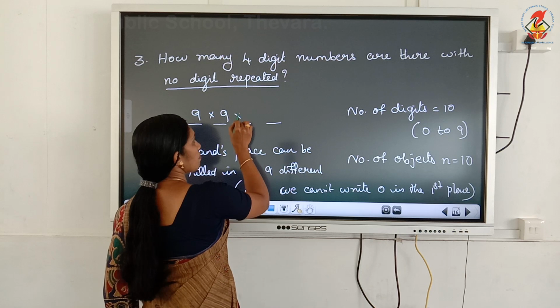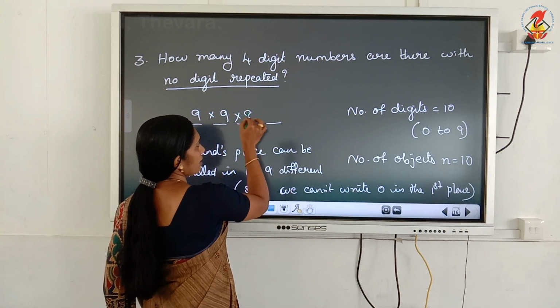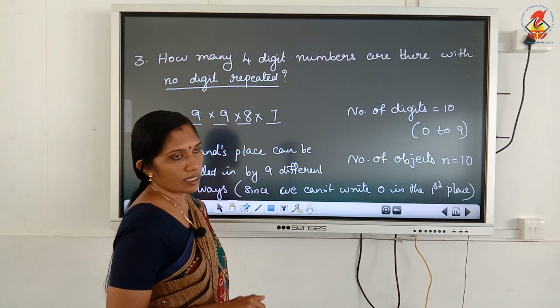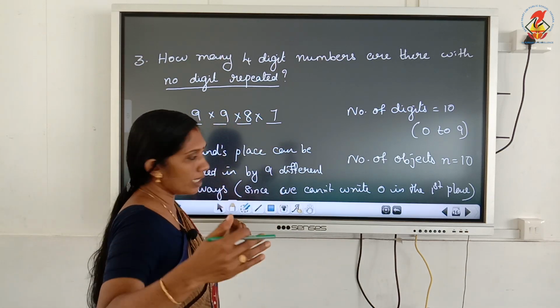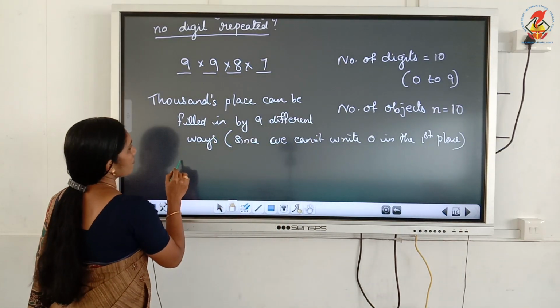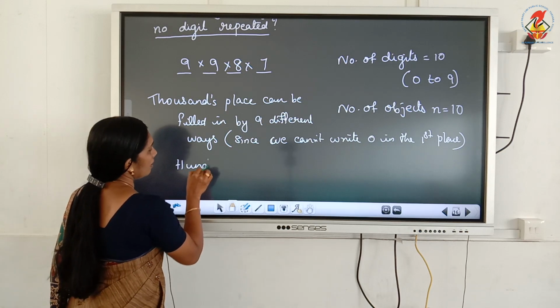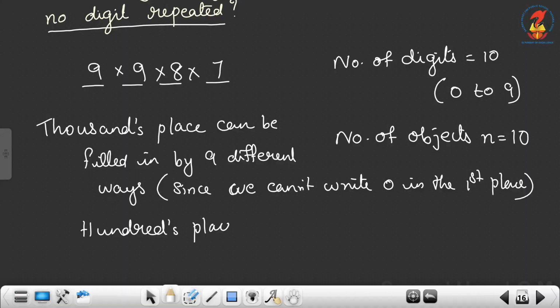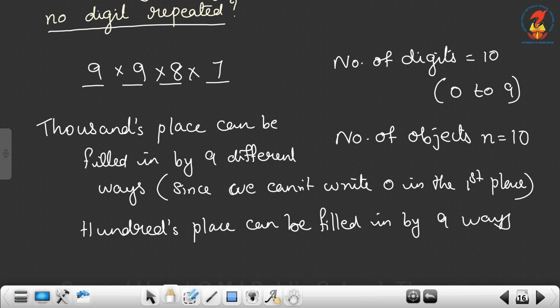Then when we move to the tens place, how many digits? 8 digits are there, and in the last place 7 digits, since no digit is repeated. So the hundreds place can be filled in by 9 ways, tens place 8 ways, and units place or ones place 7 ways. So what is the total number?